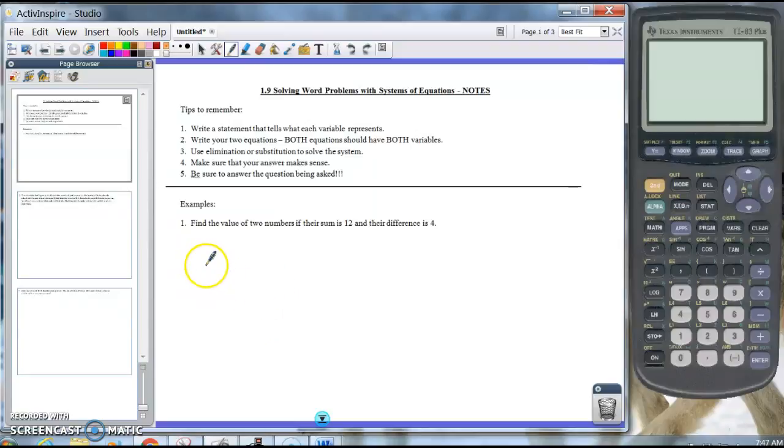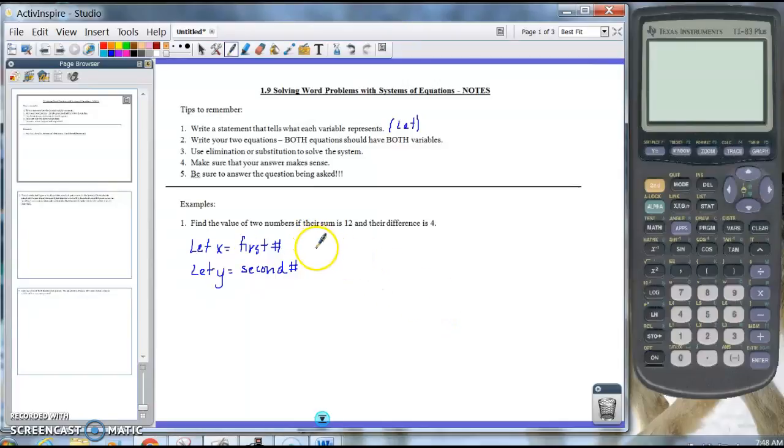Okay, the first problem says find the value of two numbers if their sum is 12 and their difference is 4. So the first thing is write a statement that tells what each variable represents. And that means to write a let statement. A let statement. And what that means is this. I'm going to say, okay, let x equal the first number, and then I will let y equal the second number. Okay, so I'm giving a statement for what each of my variables represent.